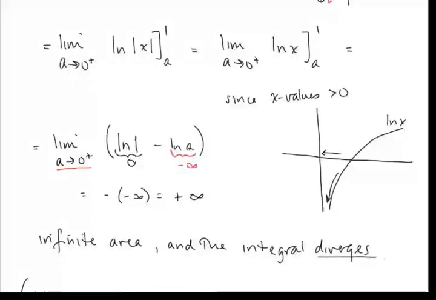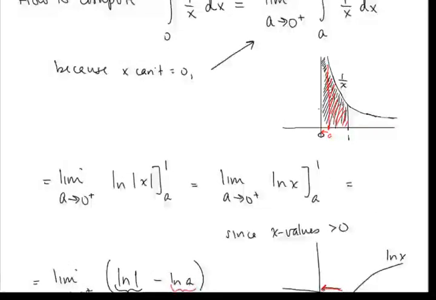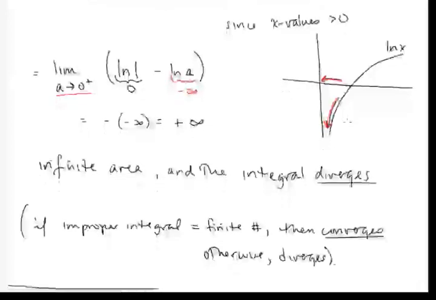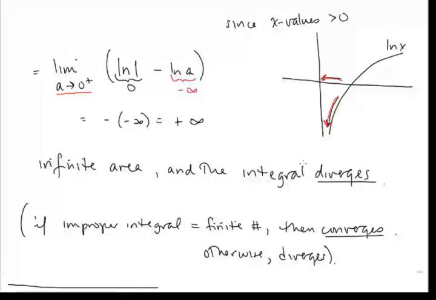Now we know ln 1 is equal to 0, and as a goes to 0 from the right, our corresponding y values, ln a, goes towards negative infinity. So what we have here is a negative, negative infinity, positive infinity. This tells us that the area is infinite here. So this turns out to be an infinite area. Okay, it's unbounded and infinite. Now because this improper integral is not a finite number, we say the integral diverges. If the improper integral was equal to a finite number, we would say it converges. So this integral we just solved diverges.